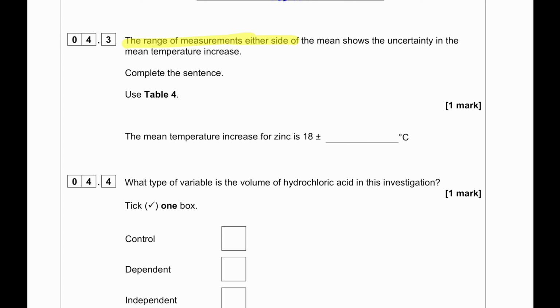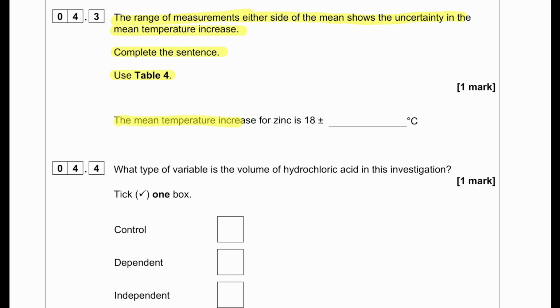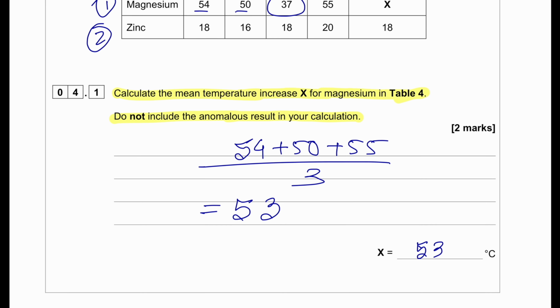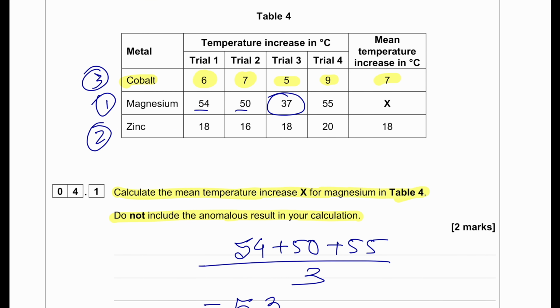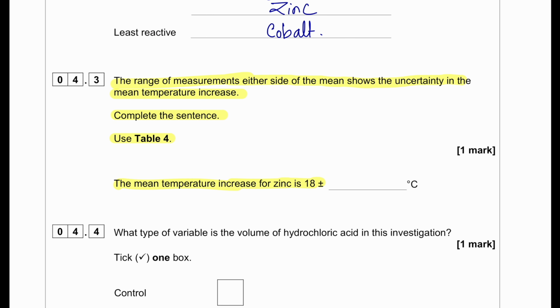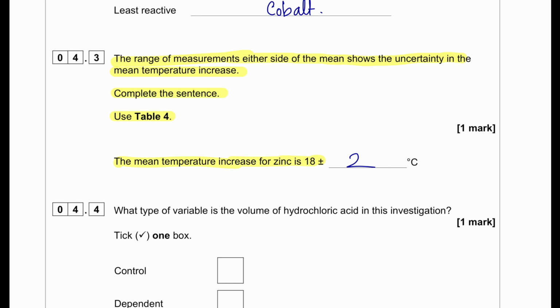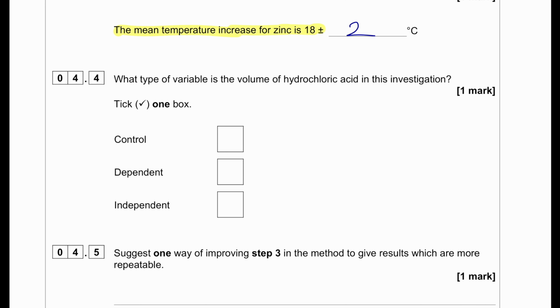The range of measurements either side of the mean shows the uncertainty in the mean temperature increase. Complete the sentence. Use table 4. The mean temperature increase for zinc is 18 plus minus. So when we have to give plus minus, we have to understand that below 18 the lowest temperature reached is 16 and above 18 the highest temperature reached is 20. So it will be plus minus 2. When we do 18 minus 2 we get 16, and when we do 18 plus 2 we get 20. That's how we do it.